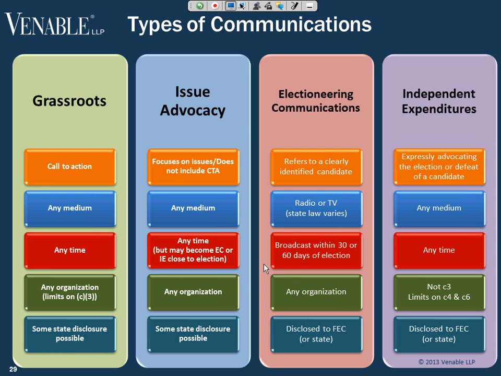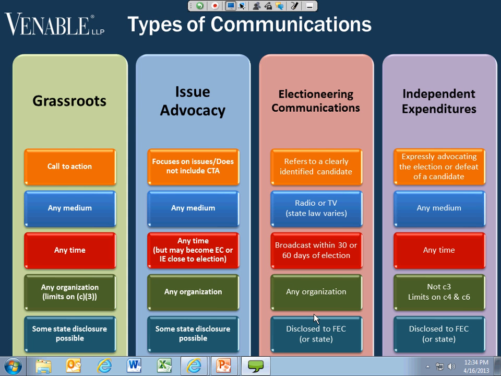And then the idea is that there's a certain time limit to these. At the federal level, it's within 30 days of a primary election or 60 days of a general election. Again, any organization can make these. And what's interesting here is that even a 501(c)(3) that's doing issue advocacy that may include a reference to a candidate may be required to register and report with the FEC for making an electioneering communication.